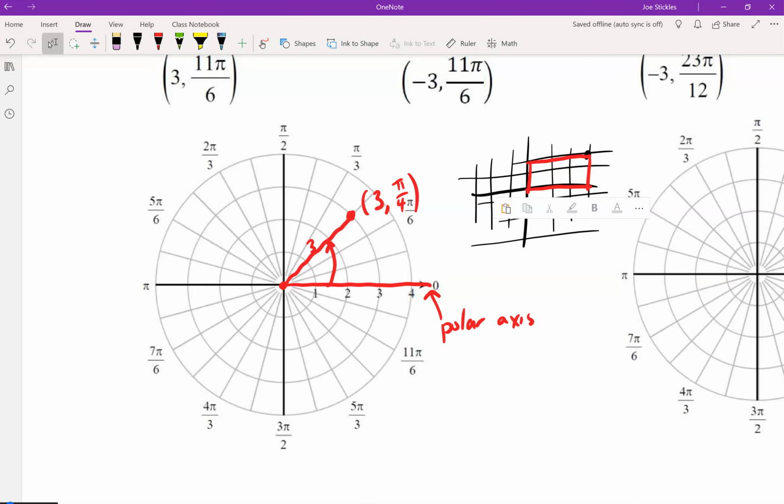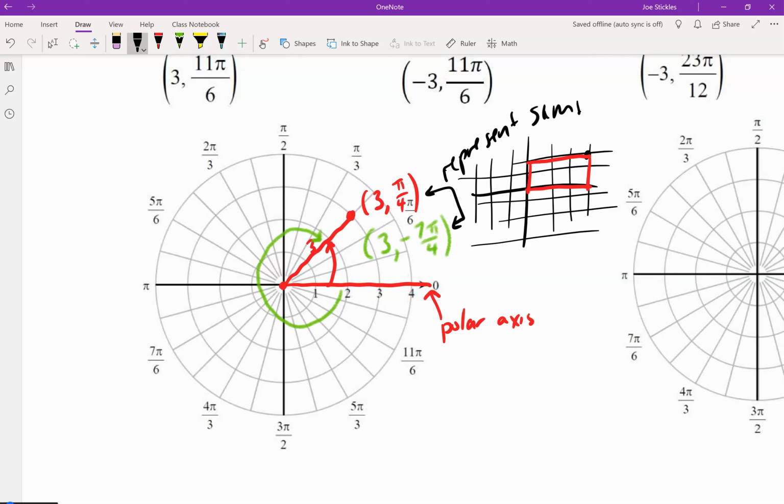But notice that's not the only way I could have measured that angle. I could have also measured the angle around this way. It doesn't have to be positively measured. It could be negatively measured. So another representation of this would have been 3, the r coordinate, but I could have also used negative 7 pi over 4. If I subtract 2 pi from that angle value, I would get negative 7 pi over 4. These two points are the same point.